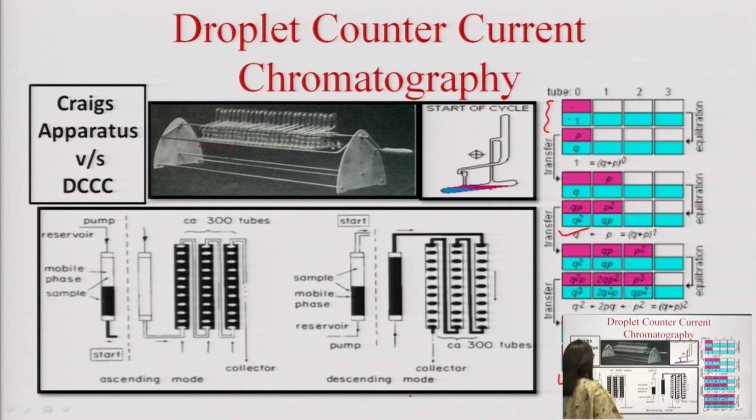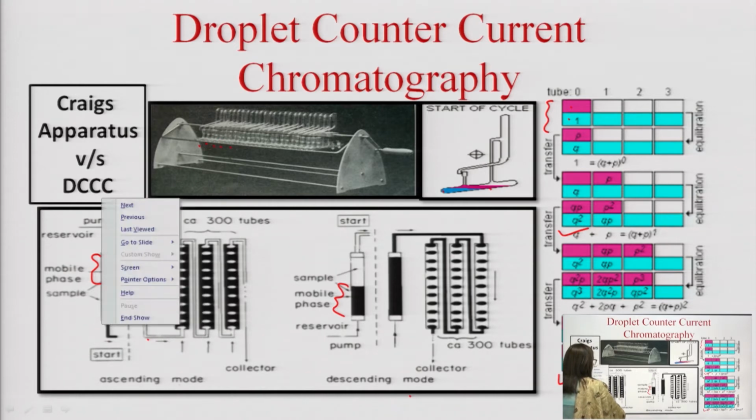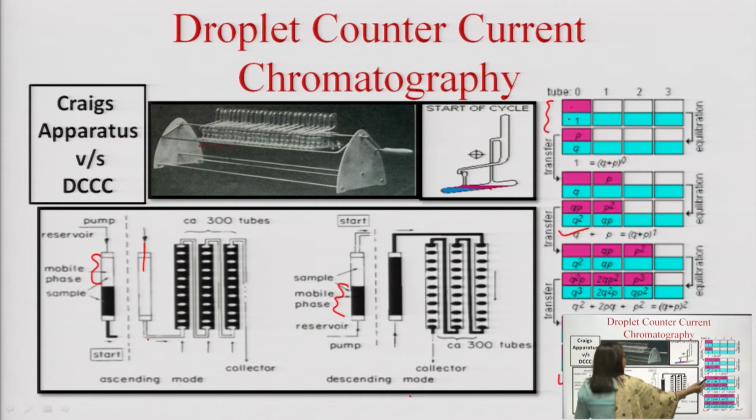The other one is the droplet counter current method. Two types of droplet counter current chromatography have been shown. One is ascending mode, another is descending mode, depending upon whether the mobile phase is heavier or lighter than that of the given sample. In this, first the sample is sent through the column in the form of droplets. Instead of the layer of the Craig's apparatus, a droplet along with the sample is released.